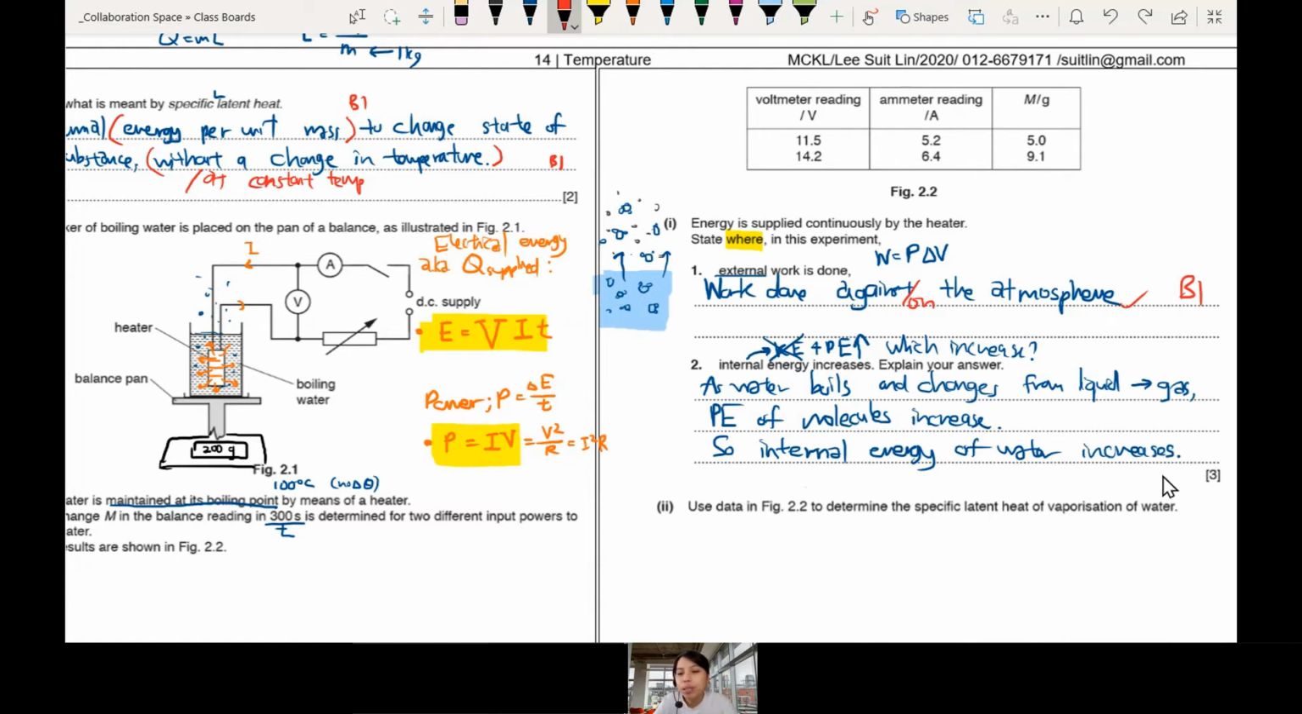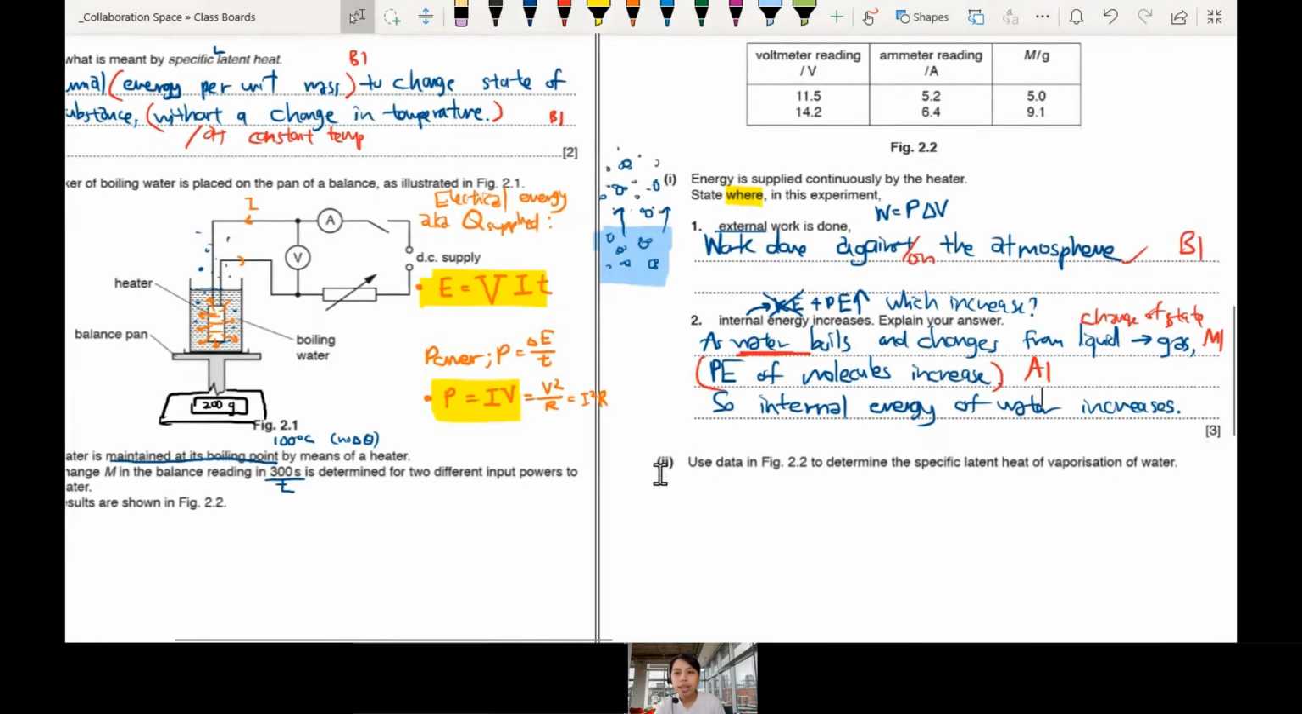So how to explain internal energy increase? Because the water is boiling, it changes state. So this one, M1. Here we're talking about a change of phase or state. So what does that mean? Oh, PE increases. They're further apart. PE increase means there is internal energy increase. Okay, that's how you can link these three ideas together. So 1, 2, 3. Okay, correct.